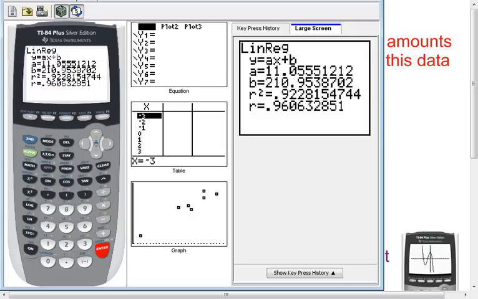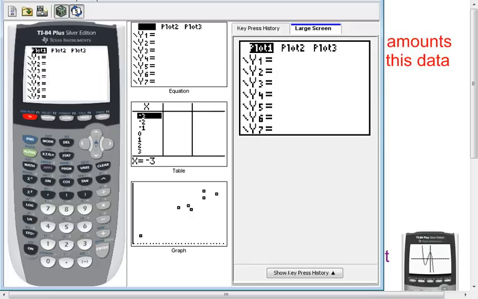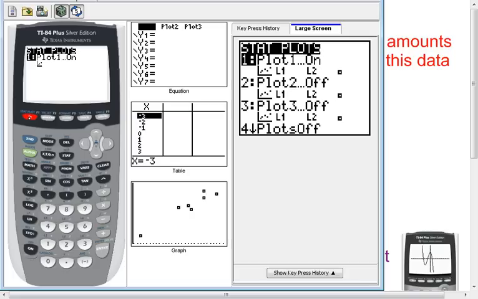And remember, anytime you want to graph statistical data, you're going to go to second y equals. First of all, I want you guys just to go up to y equals and make sure nothing is in here first. Clear that out if you have anything in there. Okay, and then we're going to make a stat plot. So we're going to go second y equals.